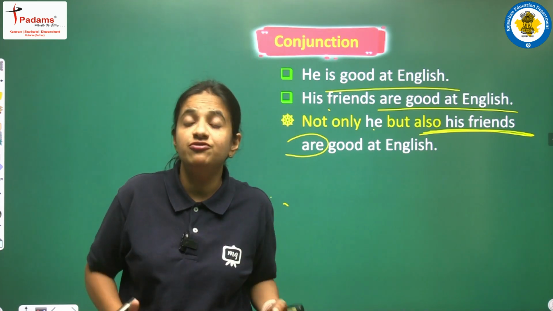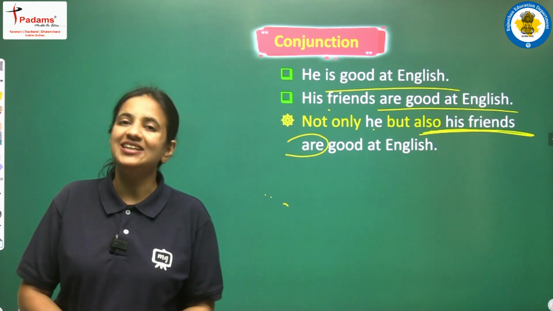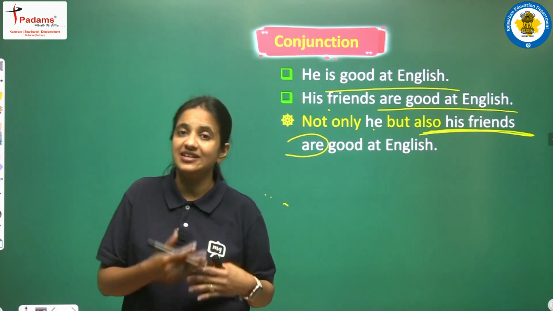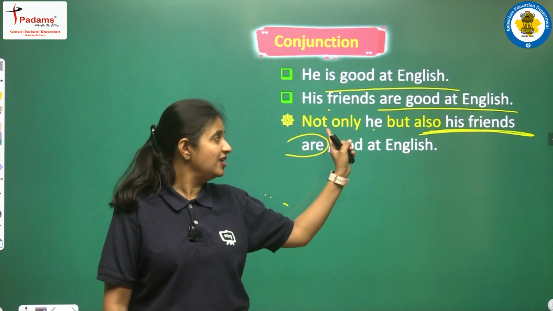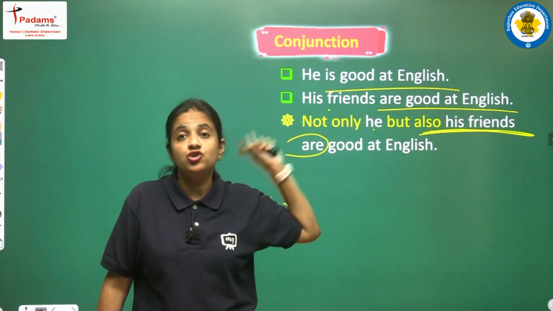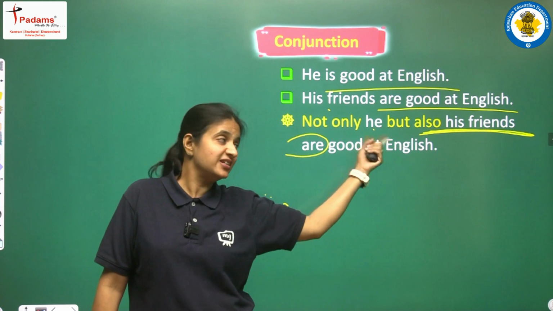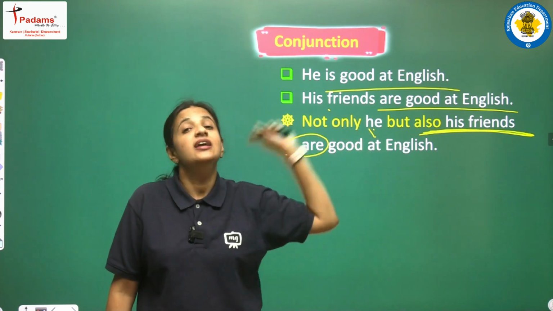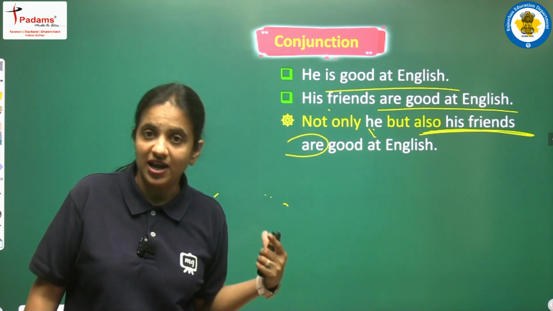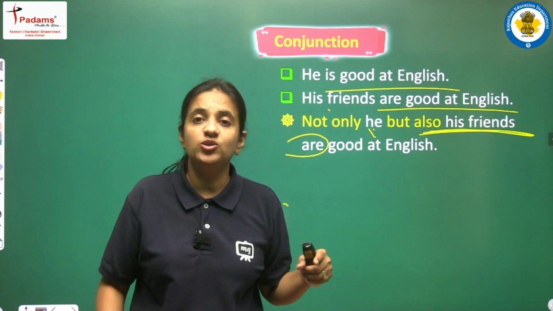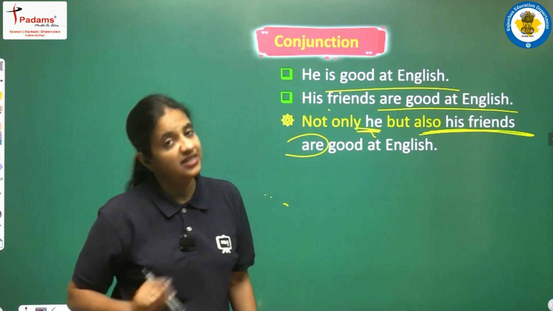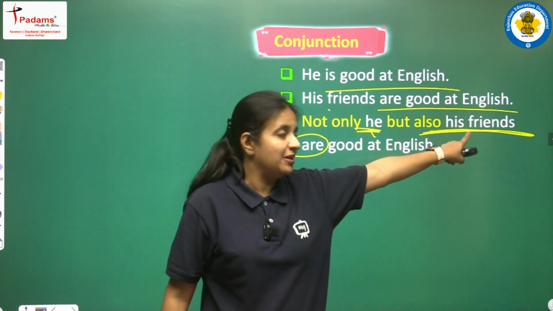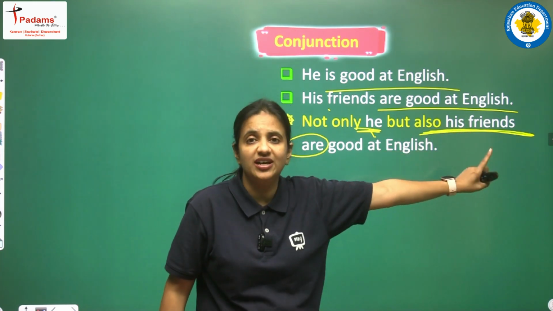So don't get confused. All the connectives, all the conjunctions, have their certain rules that you have to learn. So again I am repeating this thing: if we are using not only but also to join the subjects, and one subject is singular and one subject is plural, then the helping verb we have to apply is according to the second subject. Don't think about the first subject, just use the helping verb that is applicable for the second subject.